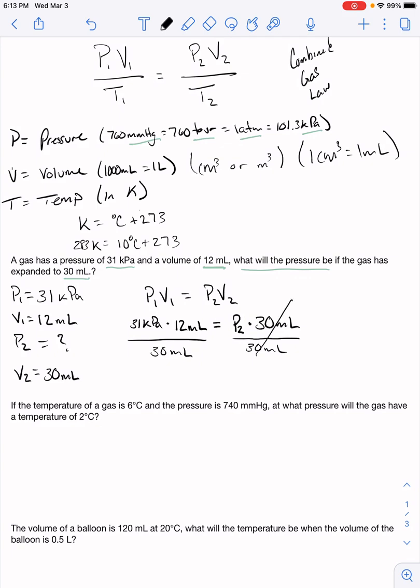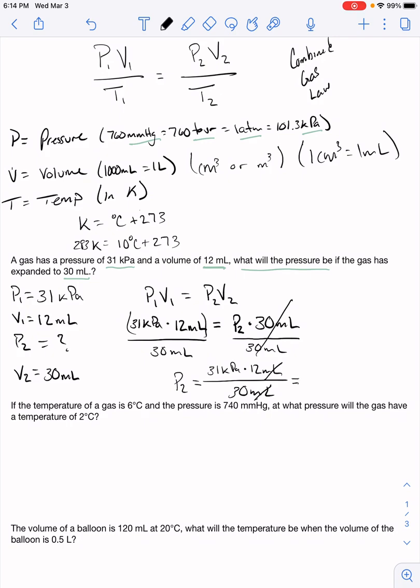It eliminates it from the right side of the equation, and then I'm left with pressure 2 is equal to 31 kilopascals times 12 milliliters, all of that divided by 30 milliliters. Now, some people like to go ahead and solve for the product of 31 times 12, then divide 30 across, and that's fine too. I just prefer to do it this way so that I can see clearly that milliliters is on the top and bottom of my fraction, meaning that it cancels.